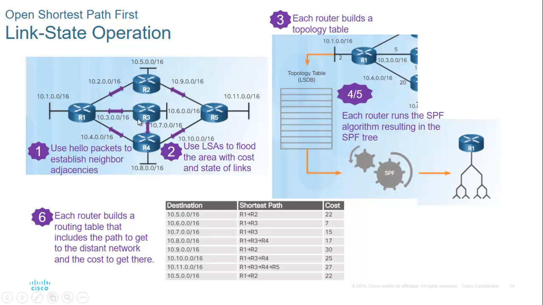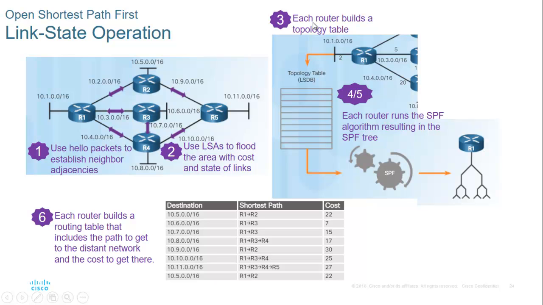So this is the basic link state operation that happens. First, when this router is switched on, it will send hello packets to establish adjacent neighbors. It will send a hello packet to all the neighbors that are directly connected to it. Then the neighbors will use link state advertisements, or LSAs, to flood the area with the cost and state of the links of this particular router. So it talks to its neighbor and then its neighbors disseminate the information.